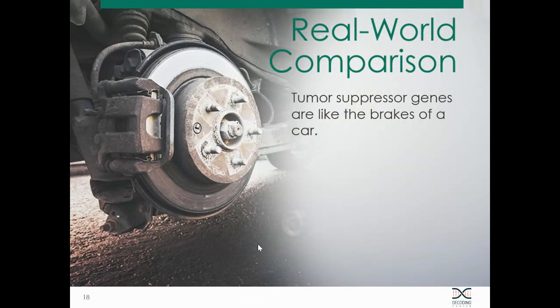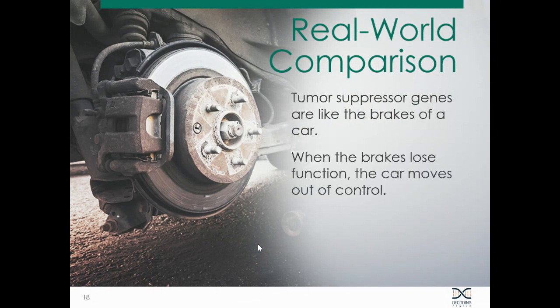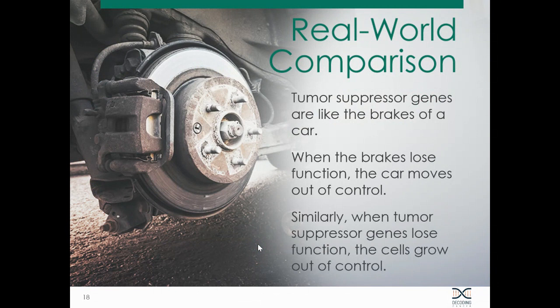A way to look at that as a real-world comparison: think about tumor suppressor genes like the brakes of a car. When these brakes lose function, the car will move out of control. Similarly, when tumor suppressor genes lose function, the cell grows out of control.